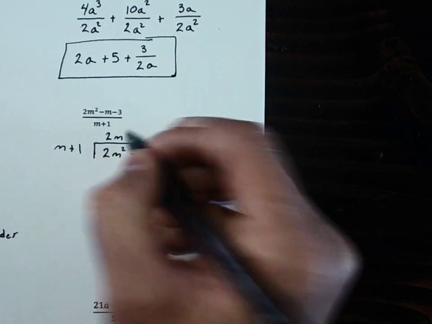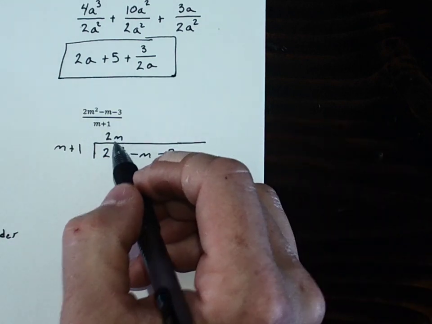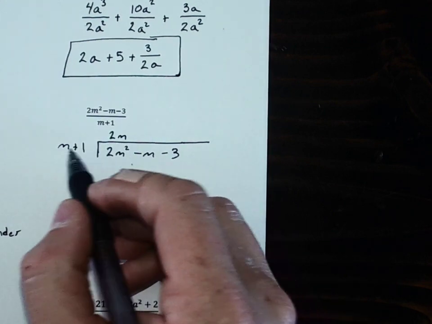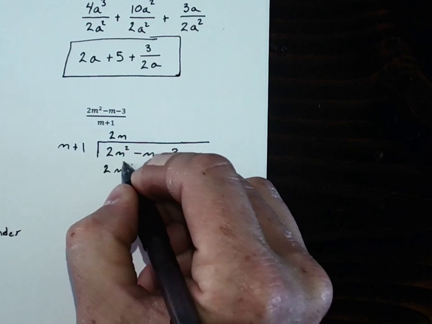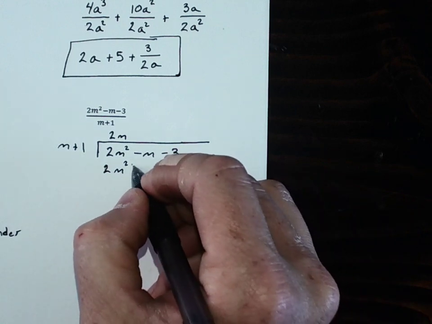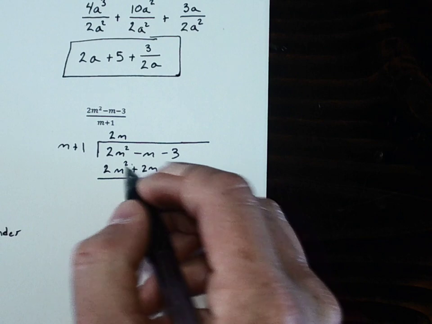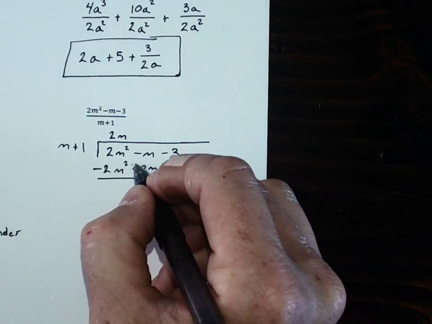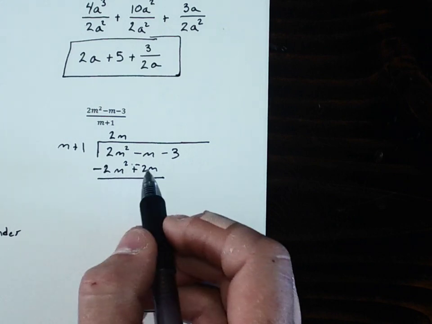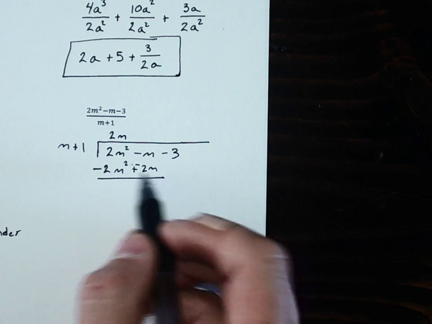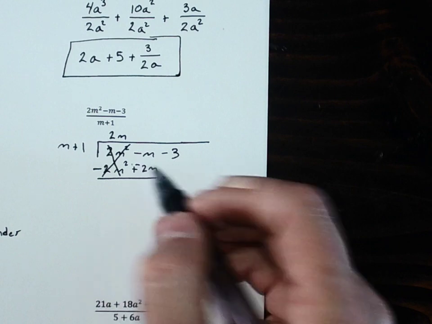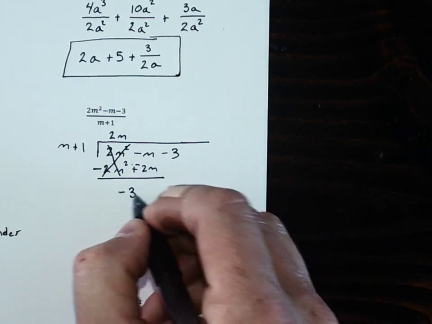The answer is 2m. I take the 2m and I distribute it to m and the 1. 2m times m is 2m squared. 2m times 1 is 2m. Subtract, and don't forget to subtract the second one. That's the biggest problem. You don't just subtract the first, you subtract both. You have to distribute that minus sign. This goes to 0, as it should. Negative m and a negative 2m makes negative 3m.